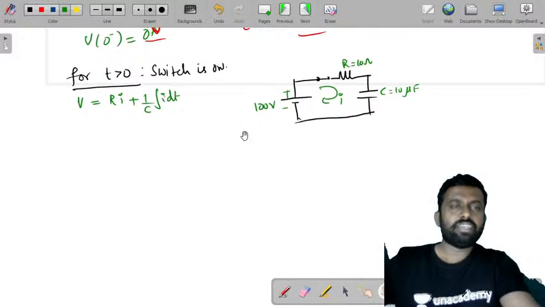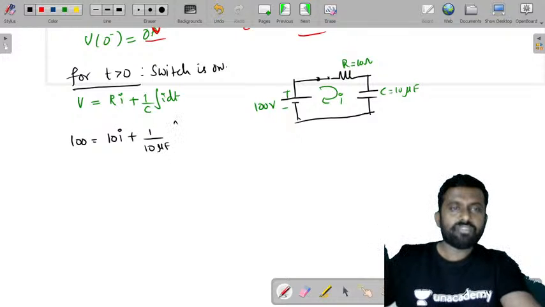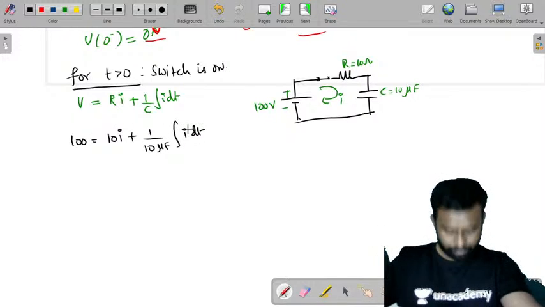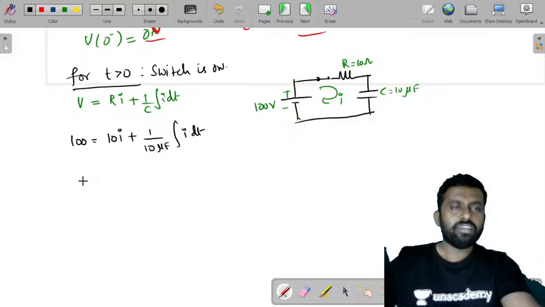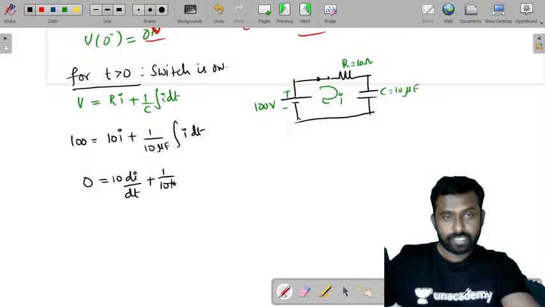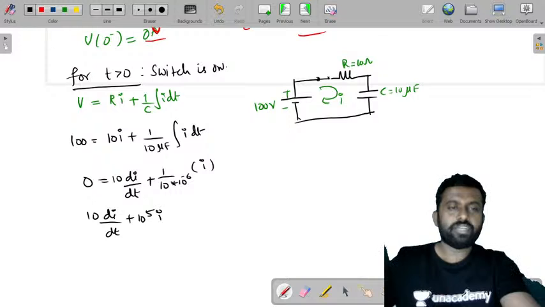Now let's try to simplify this. V is 100, which is equal to 10i plus 1 by C, that is 1 by 10 microfarad, integral i dt. So this is an integral equation. Let's convert it into a differential equation. If you differentiate it, the left side is 0, and we get 10 di by dt plus 1 by 10 into 10 power minus 6. Integral and differentiation get cancelled, so we get 10 di by dt plus 10 power 5 into i is equal to 0.